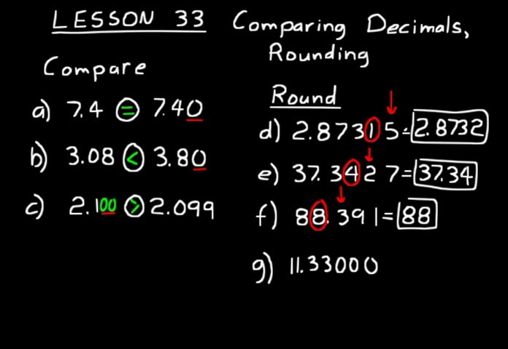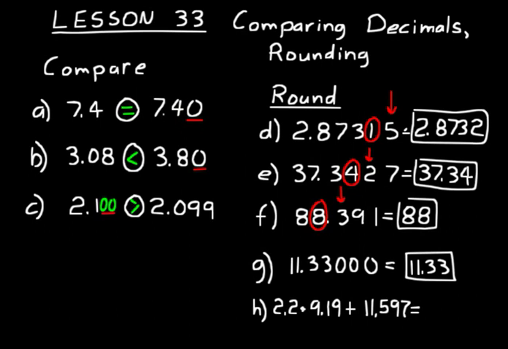Let's just do a couple of other things. On G, just simplify that. 11.33000. Simplify that by removing the extraneous zeros. And remember, extraneous zeros are the ones at the end that don't change the value of that particular number. And so we could just write 11.33, and we can put that equal sign there because those two things are equal. Sometimes extraneous zeros are important. Sometimes they're not. It just depends on the application of that particular problem.